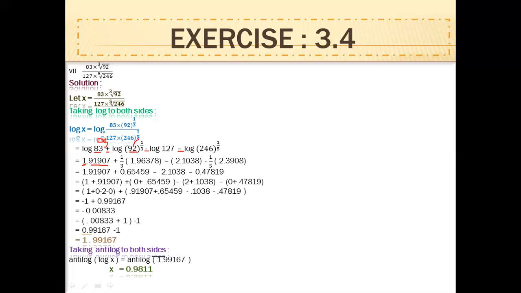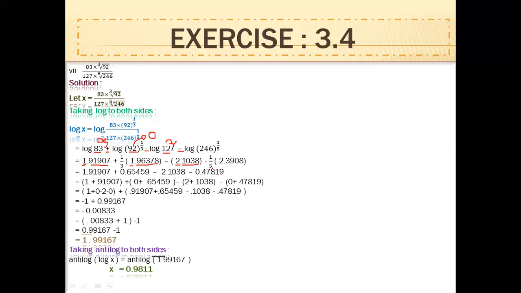The next number is 92. Again, the characteristic will be the same, because for 83 the characteristic is 1, so according to this, for 92 the characteristic is 1. And again, you check 92 in the column of 0 in the log table. The mantissa will become 0.96378. Minus 127: convert it into scientific notation. The characteristic becomes 2 and you check 12 in the column of 7 in the log table. You see that the mantissa will be 0.1038.